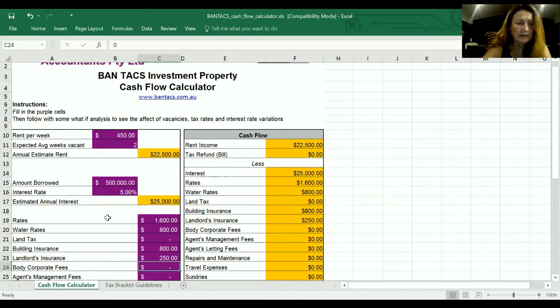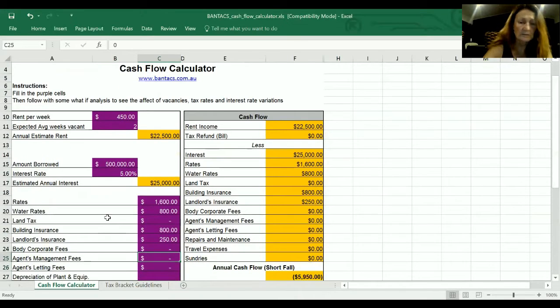Body corporate fees, well, that would only be if it was a unit. We're assuming a house here. Agent management fees, we might put a little formula in here. 0.09 times the rent, C112. Okay, got it. So that's calculating it for us automatically, so that'll change if we choose in our what if analysis to change the rent amount. Letting fees, so maybe 1 week's rent for letting fees.